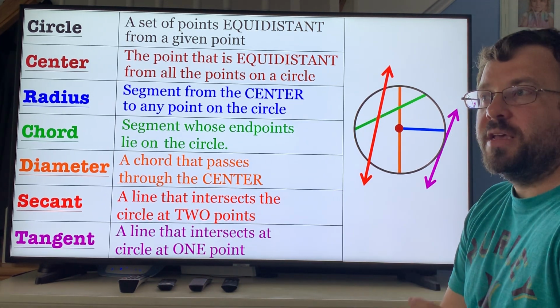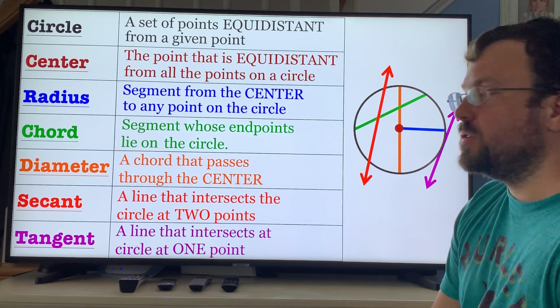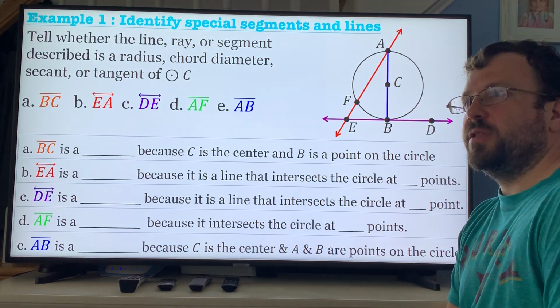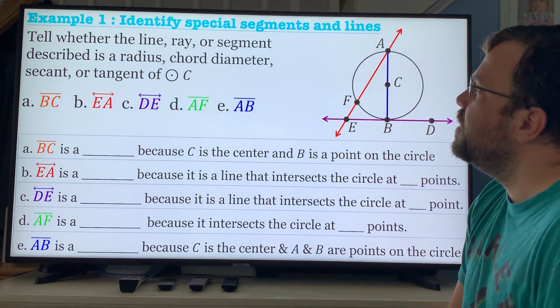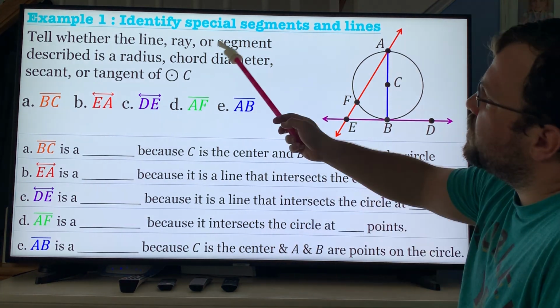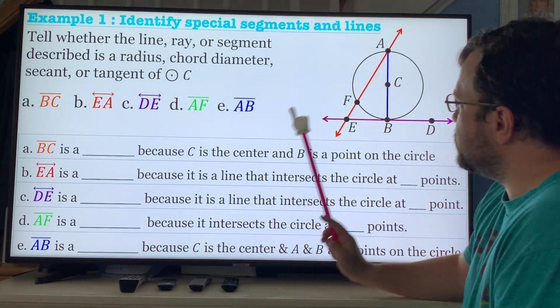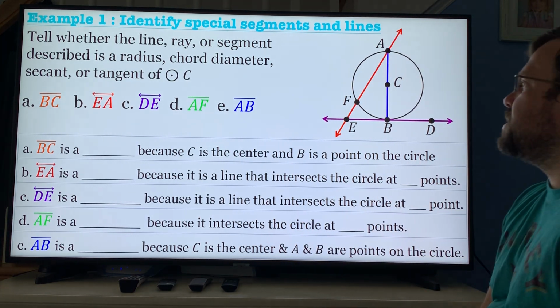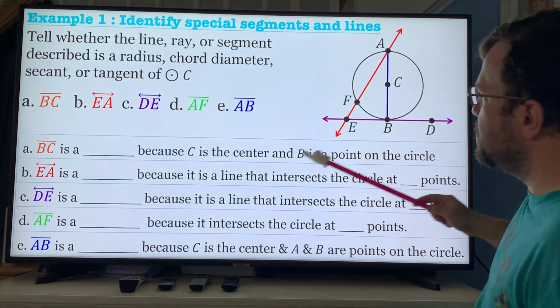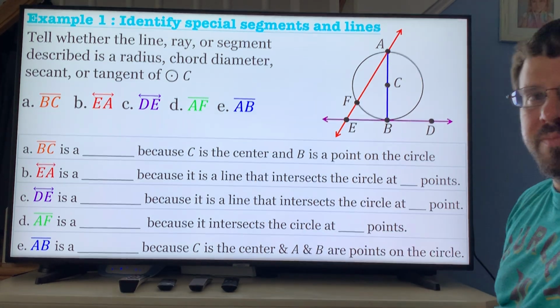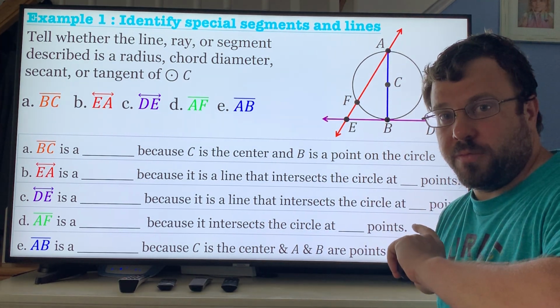Also, a tangent line is really the slope of a function. All stuff you will learn in calculus. Let's see if you remember that. All right, so anyway, tell whether the line, ray, or segment describes a radius, chord, diameter, secant, or tangent of circle C. So what I would like you guys to do is take these letters and tell what they are. Go. And then I'll go over them all.